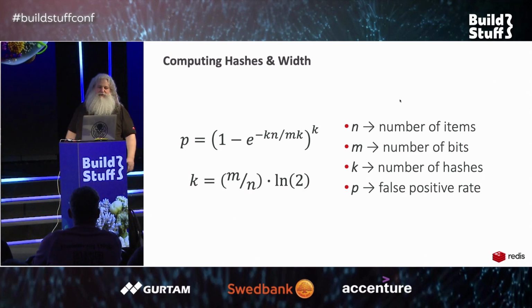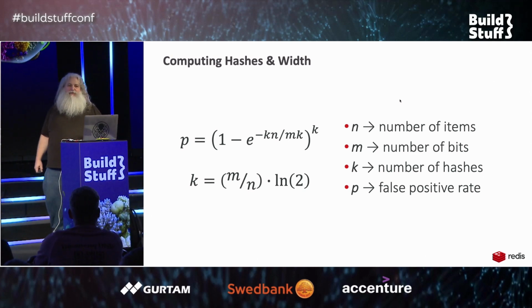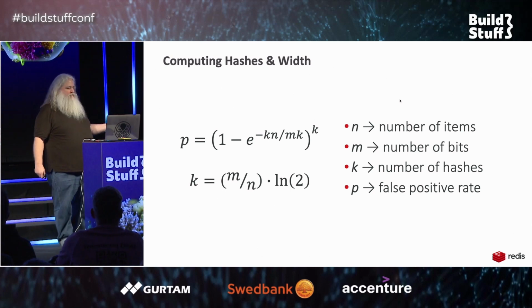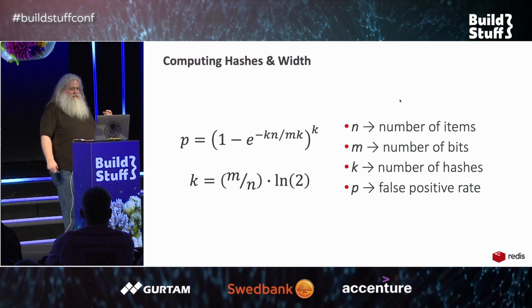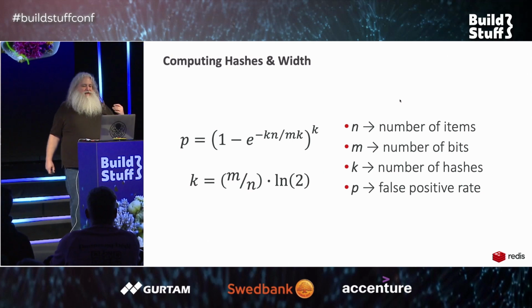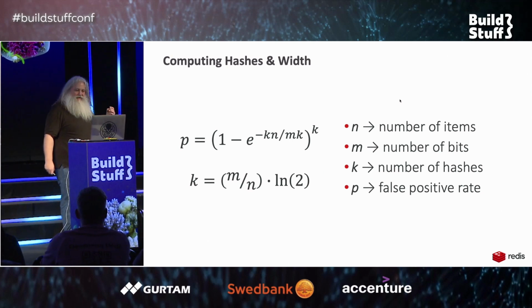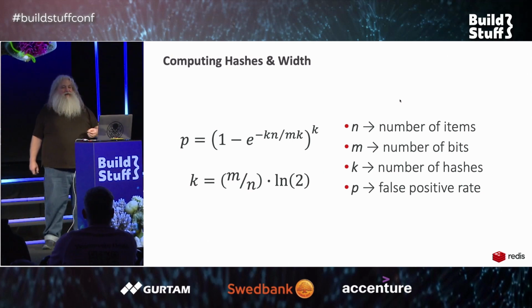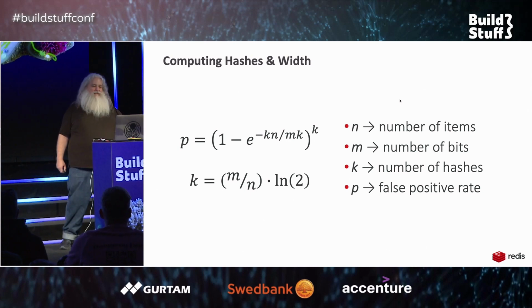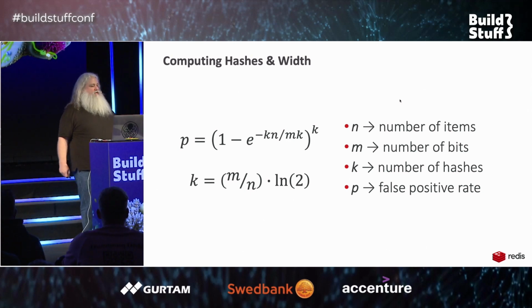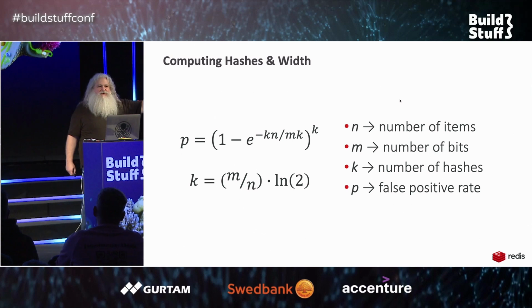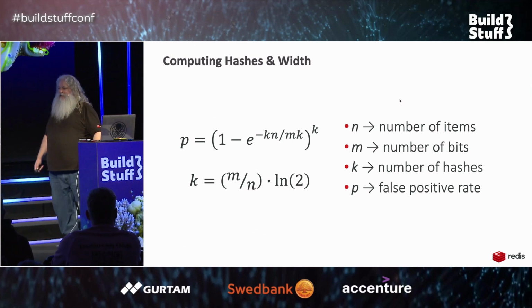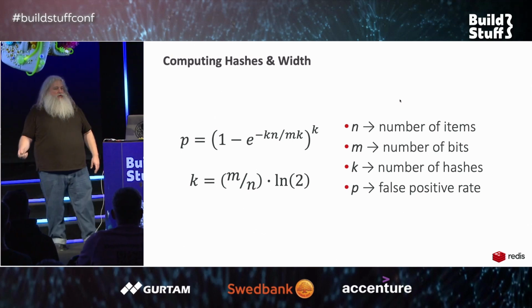Generally what you do is you just try and guess, like I know how many items I want to put in it, and I can make a guess at the number of bits. And I can calculate the number of hashes, and then I can calculate the false positive rate, and then I can zoom in on it. But it's just easier to use the online tool. This is more here for reference.